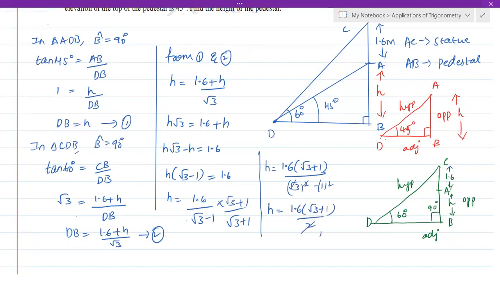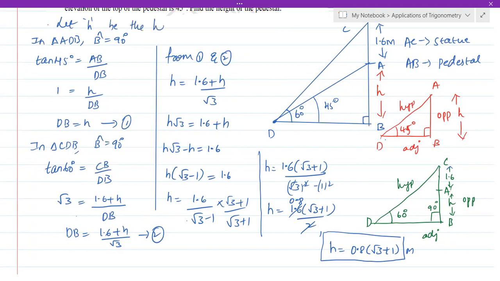Actually, you can divide it. 2 ones are 2, 2 eights are 16. Since there is a decimal, we have to place the decimal. Therefore, the value of H is 0.8 into root 3 plus 1 meters. That's the height of the pedestal. Remember, we took the height of the pedestal as H, isn't it? So initially I had to write, let H be the height of the pedestal. Initially I had to write this.